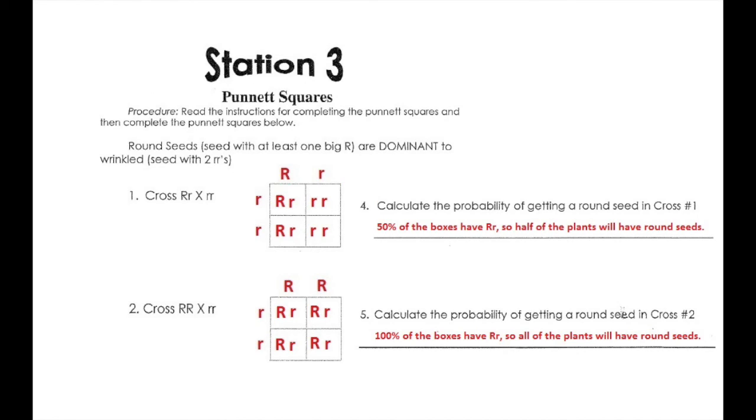And then the analysis, questions 4 and 5, they ask you to analyze box 1 and box 2. So I've included box 1 and box 2 on this slide. For number 4, 50% of the boxes have capital R, lowercase r, so half of the plants that are born from these parents will have round seeds. Number 2, all of them are capital R, lowercase r. They're all heterozygous, so 100% of them will inherit the round gene and will pass it on.